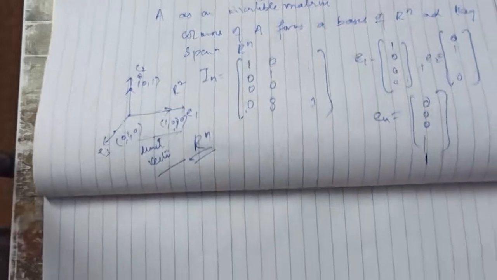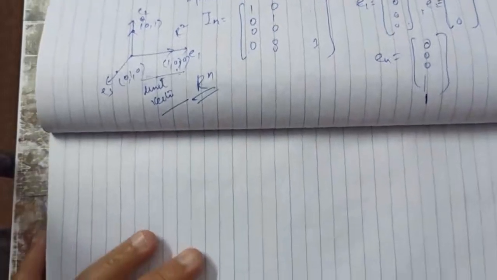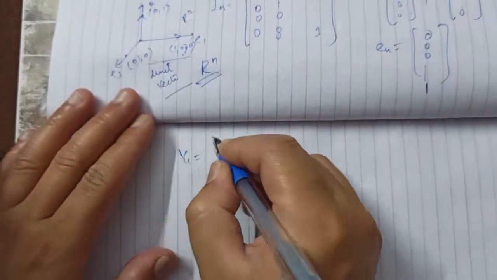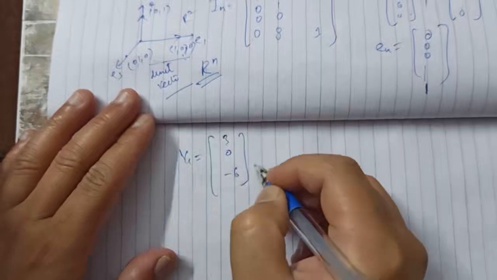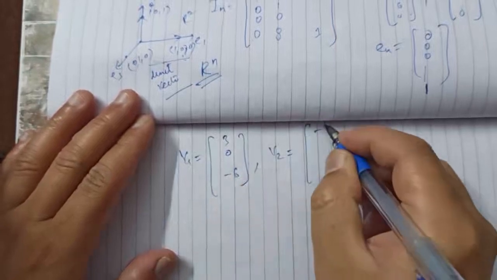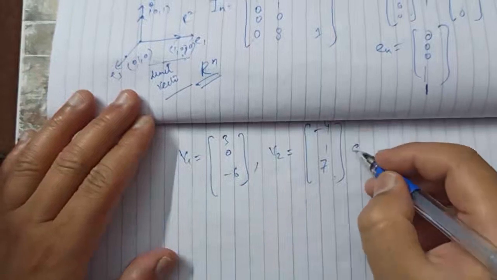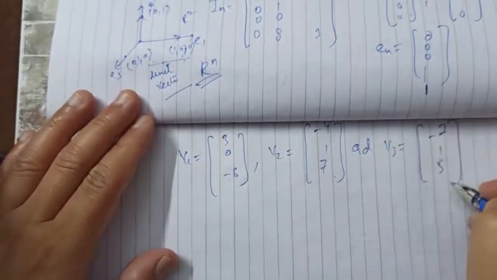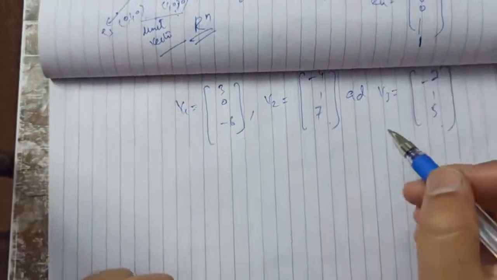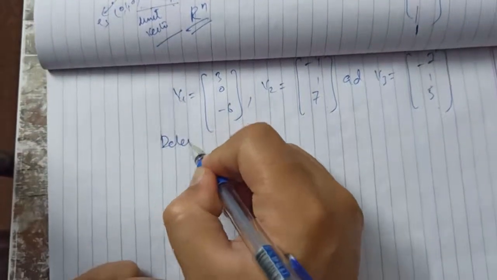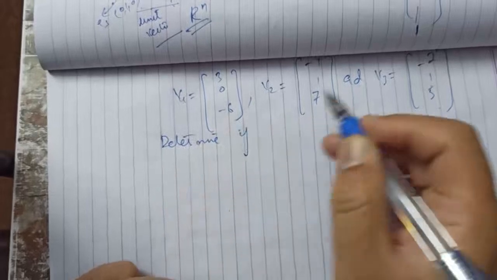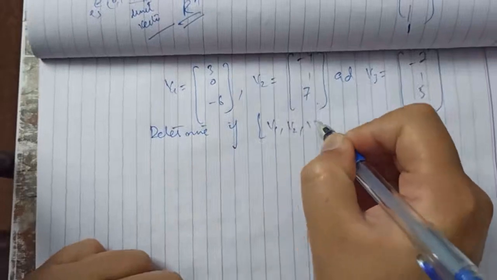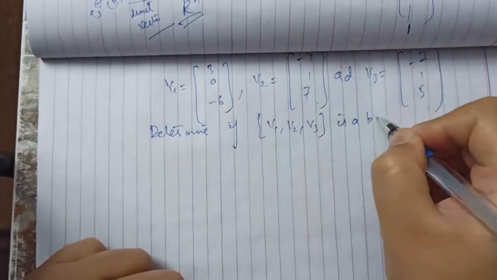Okay, now we can do another example. Let's say v1 is equal to (3, 0, -6), v2 is equal to (-4, 1, 7), and v3 is equal to (-2, 1, 5). So we have to determine if these v1, v2, v3 are a basis of R3.